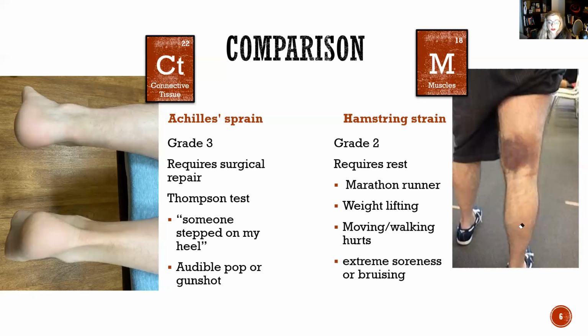This hamstring strain only requires rest. And I mean complete and total rest, not moving that leg, not running any further. And this will heal over about 2 to 3 weeks, whereas the Achilles sprain will never actually heal unless there's surgery.